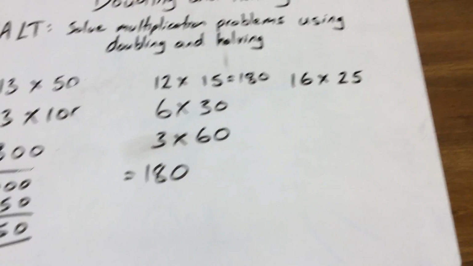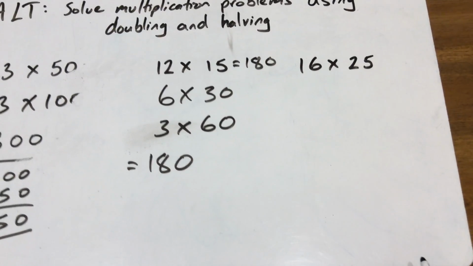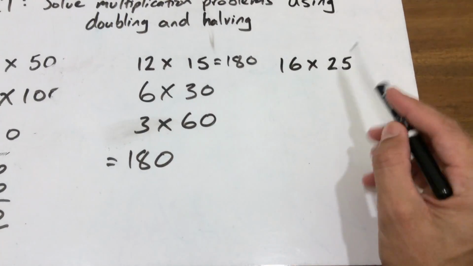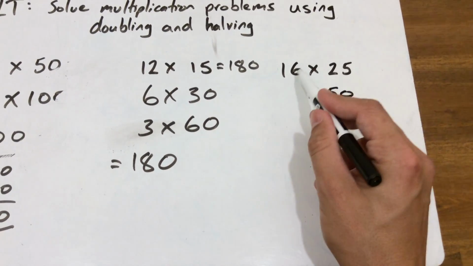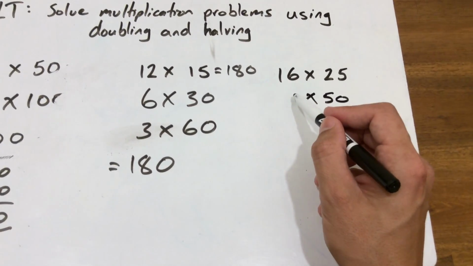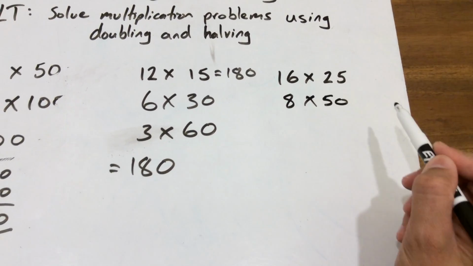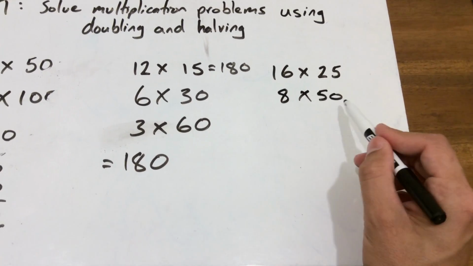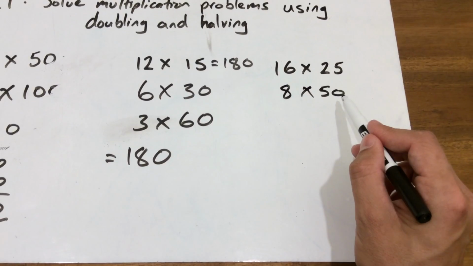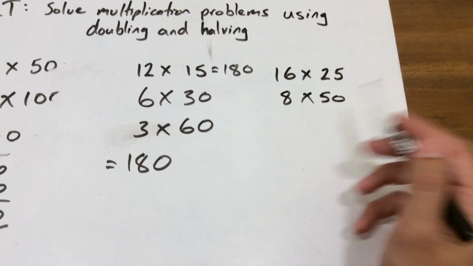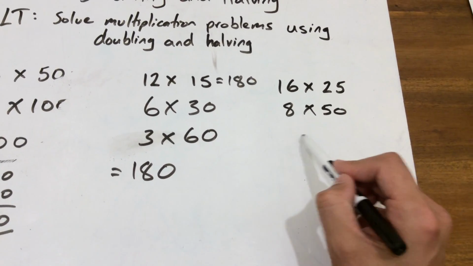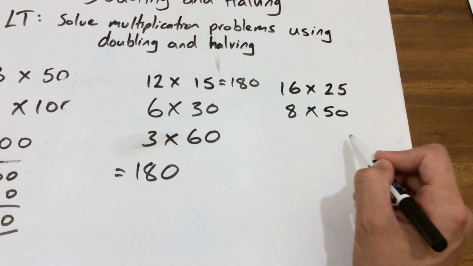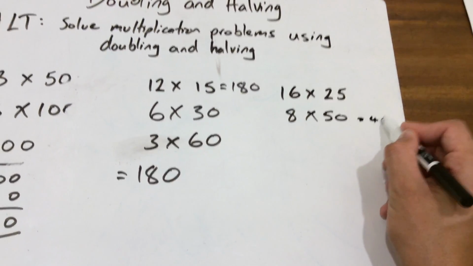Right, let's have a look at this last example: 16 times 25. If we double 25, that would go to 50. That would work nicely. And if we halve 16, 8 plus 8 equals 16, so half of 16 is 8. We can stop there. We can do 8 times 50, which would be easy. 8 times 5 we know is 40, timesing it by 10 equals 400. So we know that answer already is going to be 400.